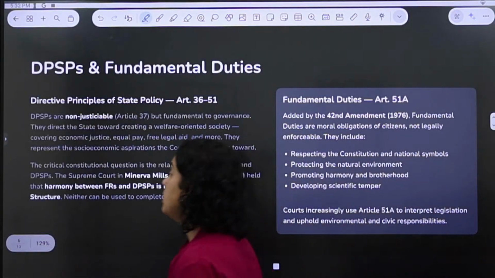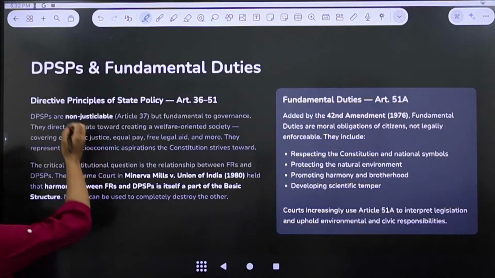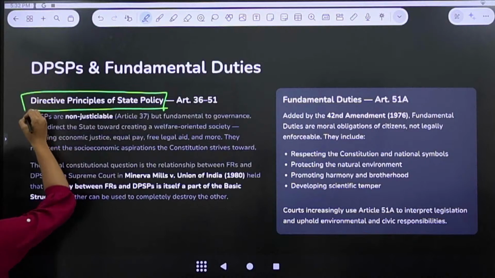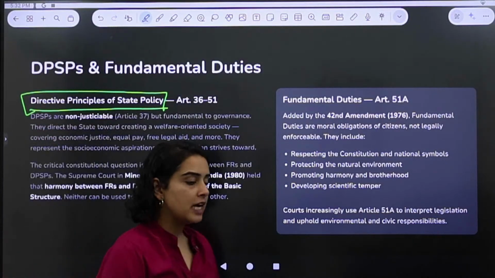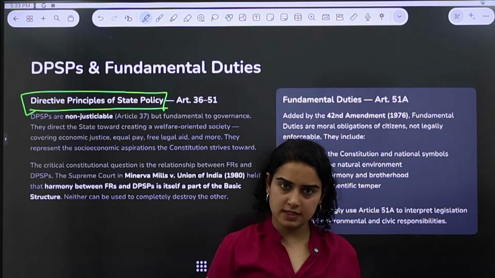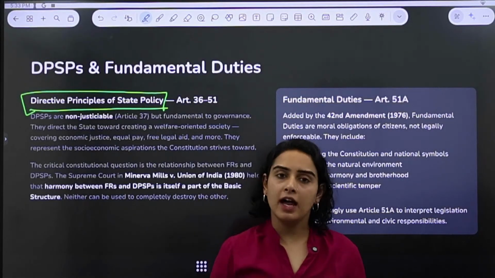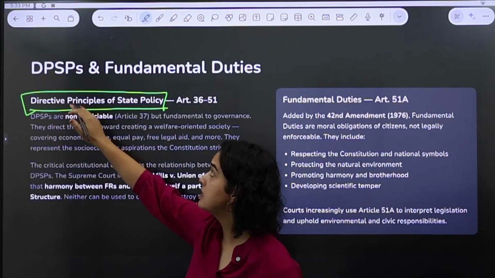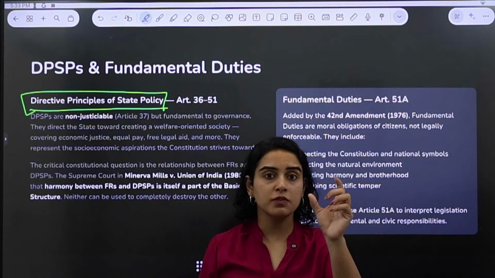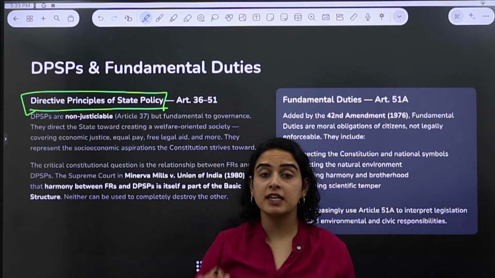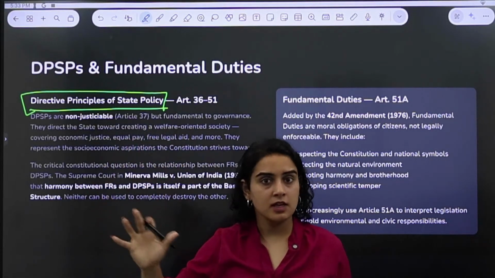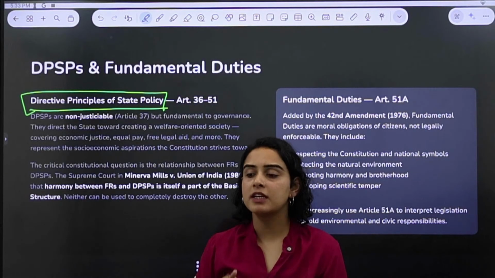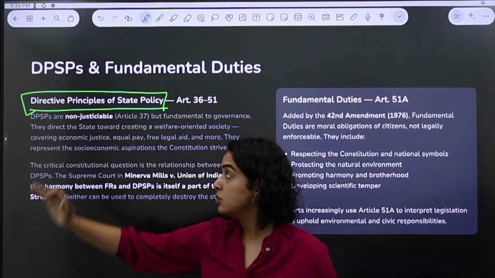Then another really important part of your Indian Constitution are the DPSPs, which are Directive Principles of State Policy. Now, that is something which is given to us under Article 36 to 51, right? And what are DPSPs? If you will read it carefully, it says Directive Principles of State Policies. First of all, the word directive, it signifies that these are some directions, right? These are some suggestions, some directions that, okay, probably the government should do these things. So these are directive principles.